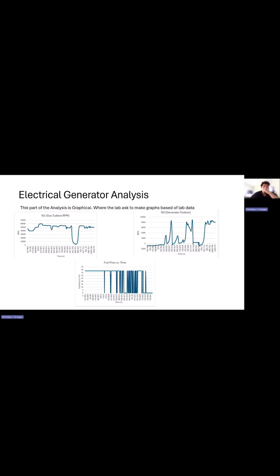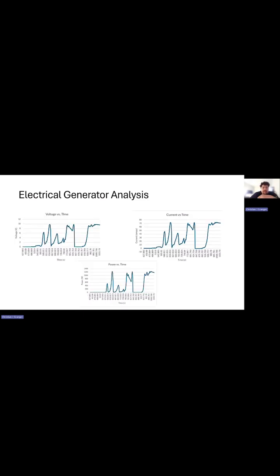And there was also fuel flow versus time. The fuel flow really did seem to have some issues. I think that data might have been botched. It was consistent at around 38 liters per hour, and it fluctuated to zero at times. So there were some issues, more on that later. And then voltage versus time, current versus time, and power versus time.